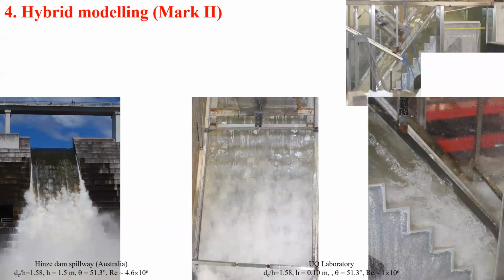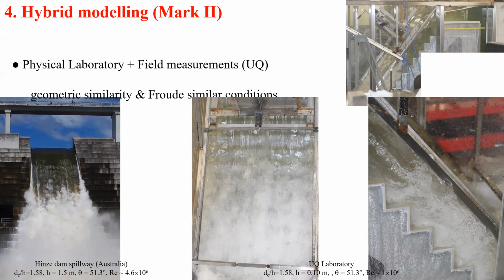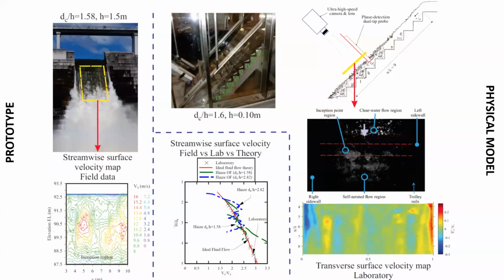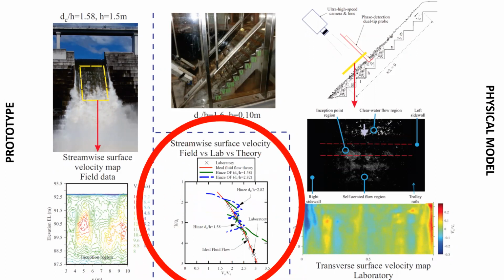And then there is hybrid modeling Mark II, that is combining physical laboratory data and field measurement, something that we have developed at the University of Queensland. Potentially, we could have this framework with field data on the left, which show on the bottom left the contour map of the time average surface velocity component in the area highlighted in yellow on the top left photograph, and on the right the physical data obtained in laboratory. And of course, the key point is how do the two compare together.